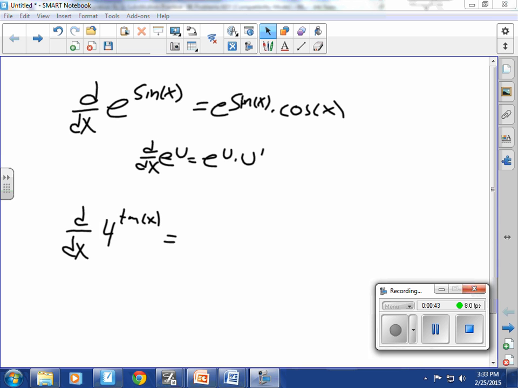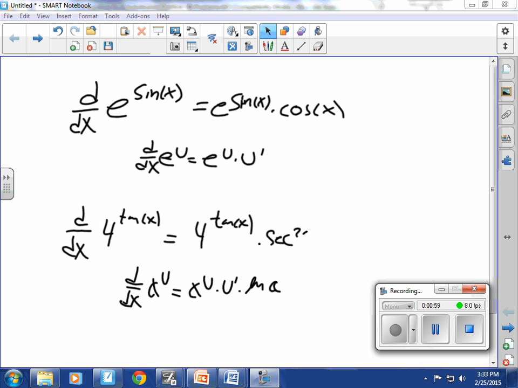Now, if I'm taking the derivative of 4 to the tangent of x, that's really the derivative of a to the u, which turns out to be a to the u times u prime times the natural log of a. So here we would end up with 4 raised to the tangent of x. U prime in this case would be secant squared of x, and the natural log of a would turn out to be the natural log of 4.